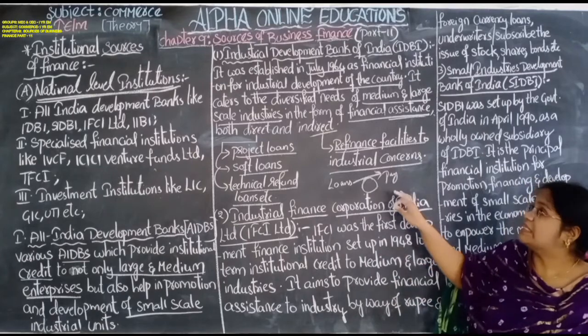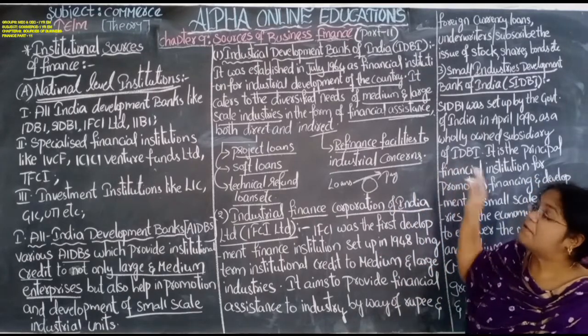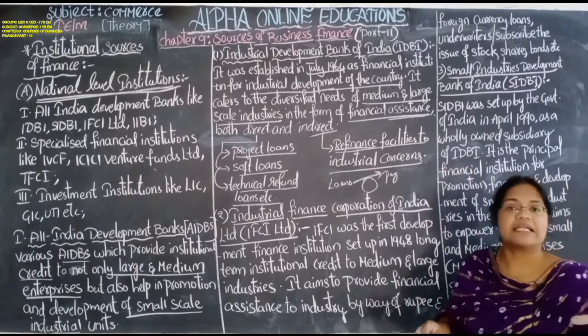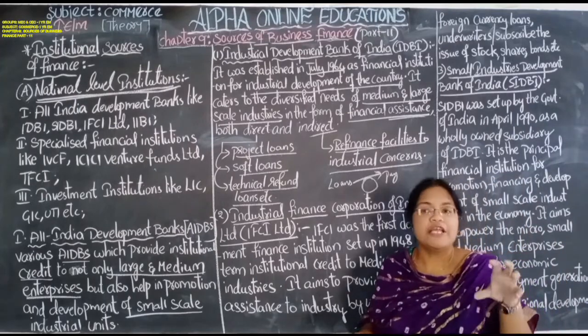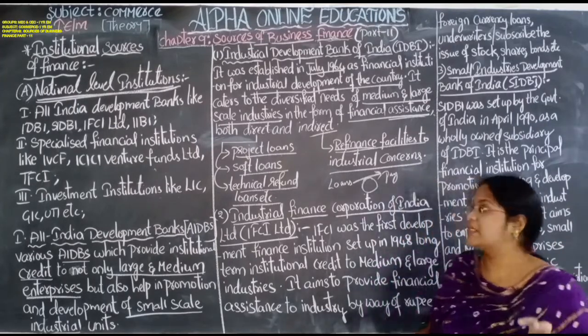Okay, so this is about the Industrial Development Bank of India. It was started in 1964 in order to develop industries all over India.